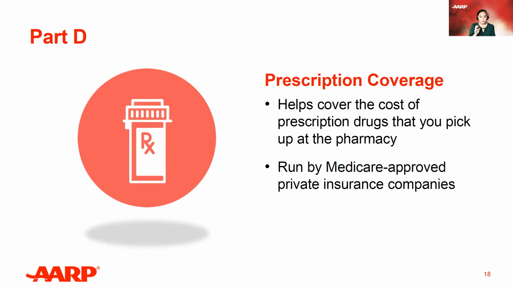And now going back to the alphabet soup, Part D is, for me, easy to remember: drugs. It's prescription coverage. So Part D for drugs, prescription coverage. This is part of original Medicare. It's something that you would have to purchase in addition. It helps cover the cost of prescription drugs that you pick up at the pharmacy. It's run by Medicare approved private insurance companies. The Medicare Part D plans will help cover some of the costs.